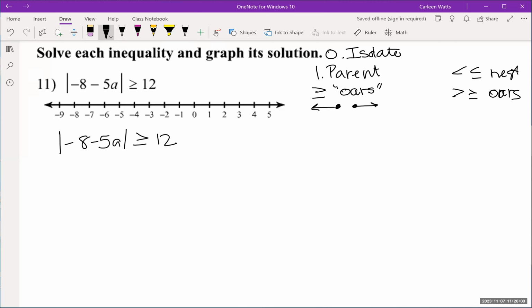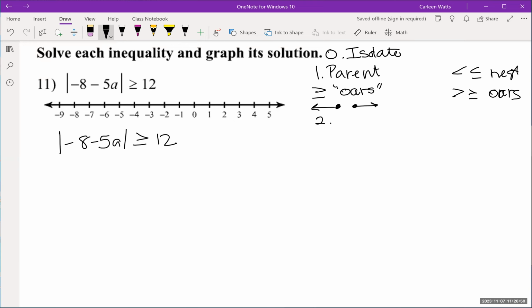Super important, because what if I give you a problem like this? Could you tell me what the graph looked like? Yep. More is oar. Okay, so that's our parent graph. Now, what's the next step? We're going to isolate. Notice, can I add 8? Not yet, because it's inside the absolute value.